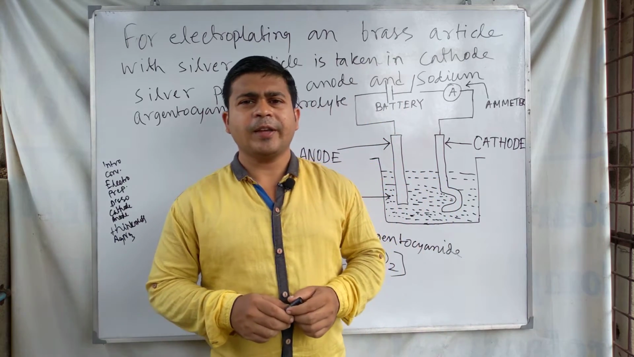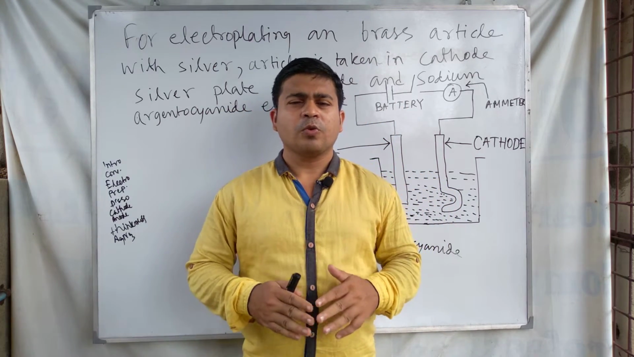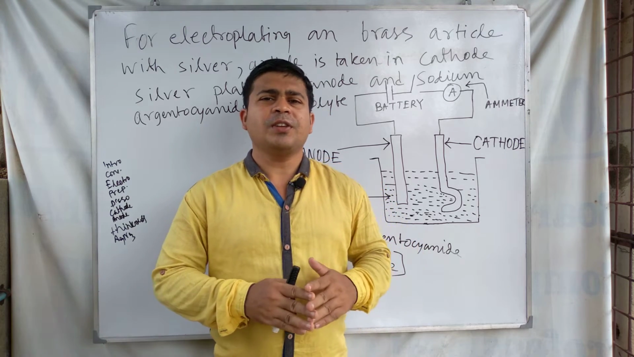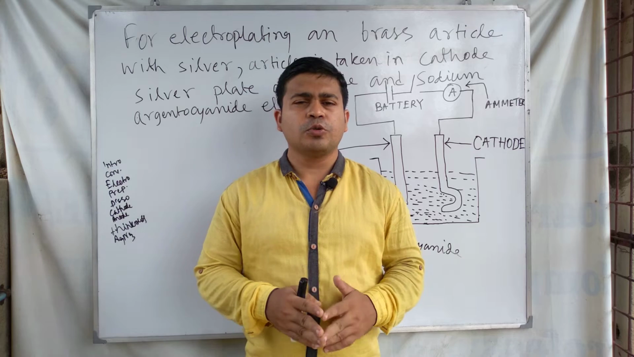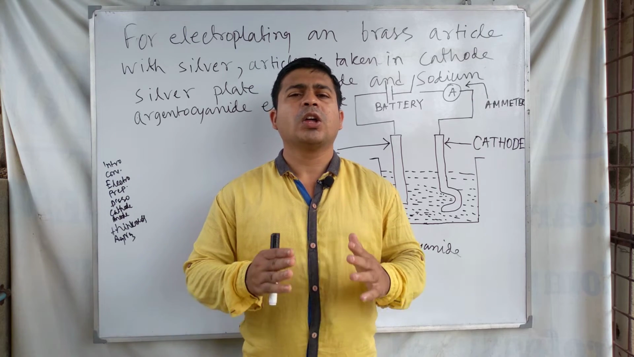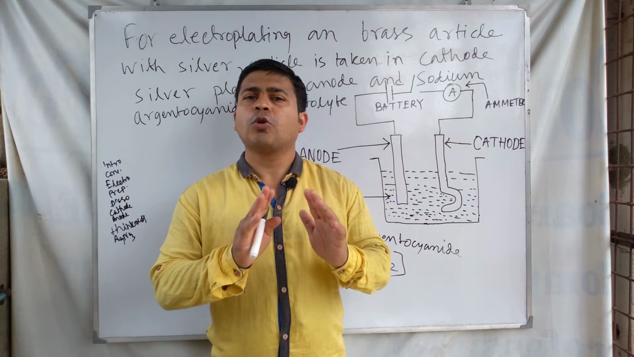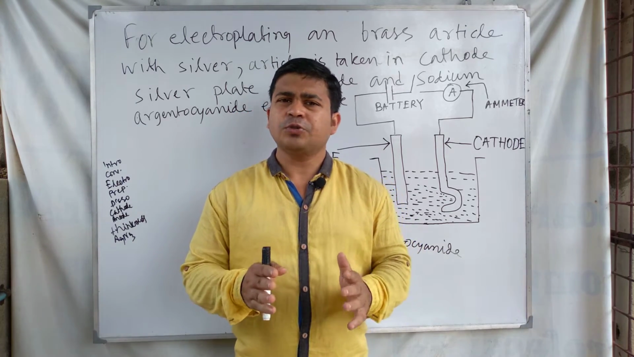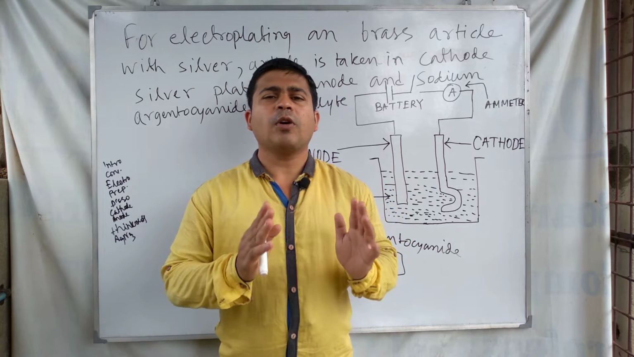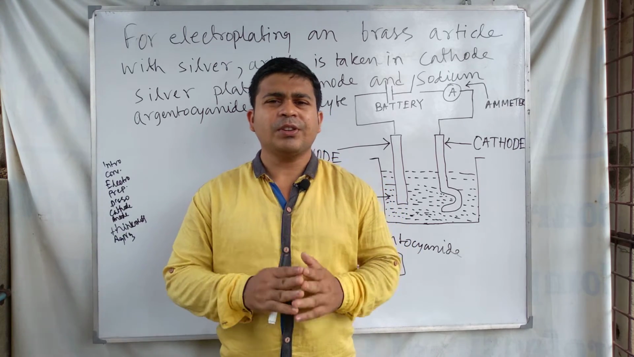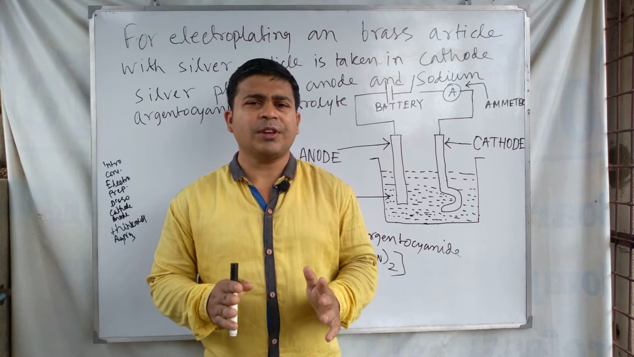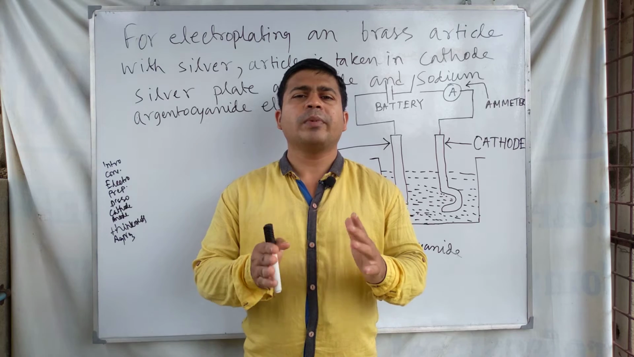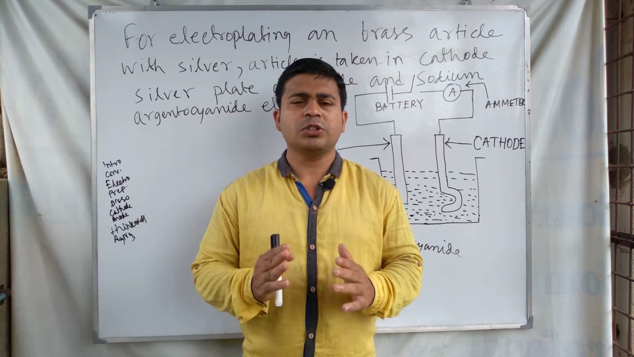For electroplating a metal article with another metal, the question is which electrolyte should we use, where we take the metal that we want to coat or electroplate, or the metal by which we make the electroplating. So these are the questions regarding the electroplating of metals, electroplating on a metal surface by another metal.